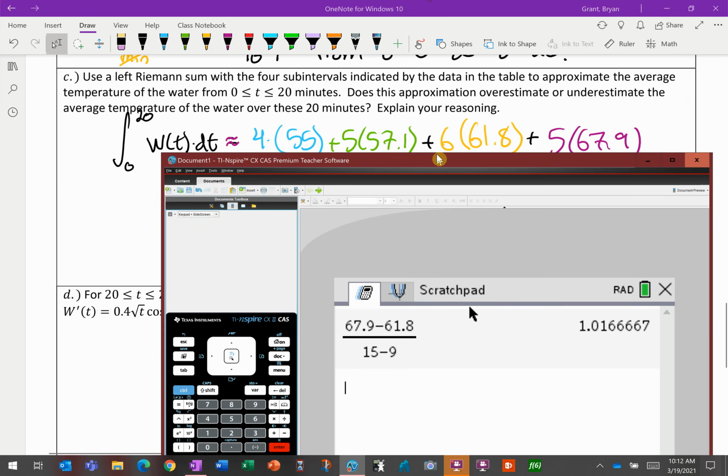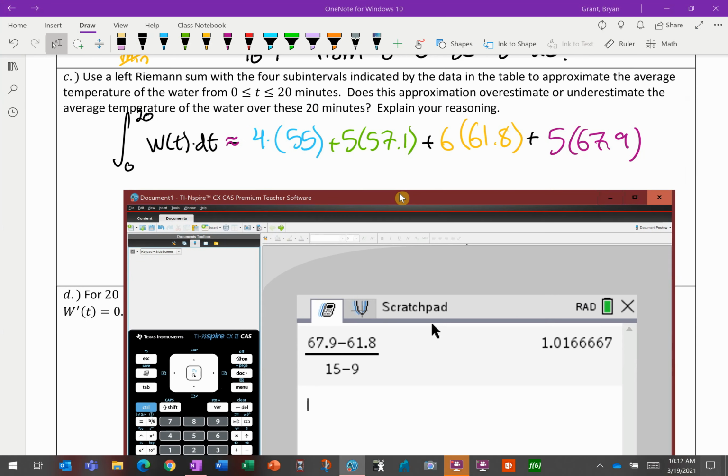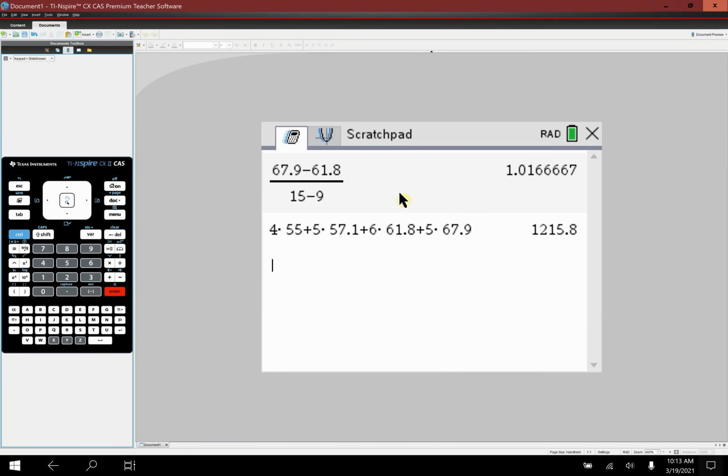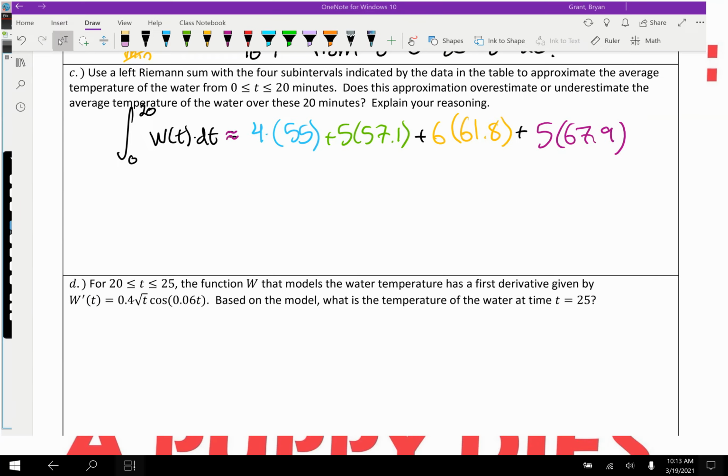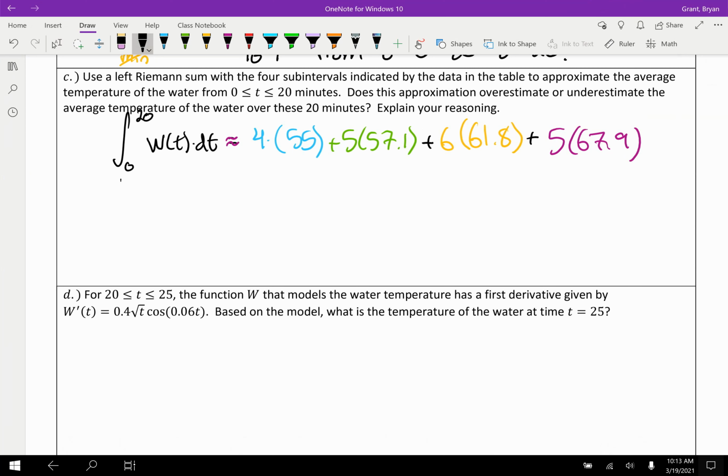So let's see here. We're going to minimize this so I can see everything. 4 by 55 plus 5 by 57.1, and one more, 67.9. Awesome. 1215.8. Okay. So this integral is 1215.8. Let's check those units.